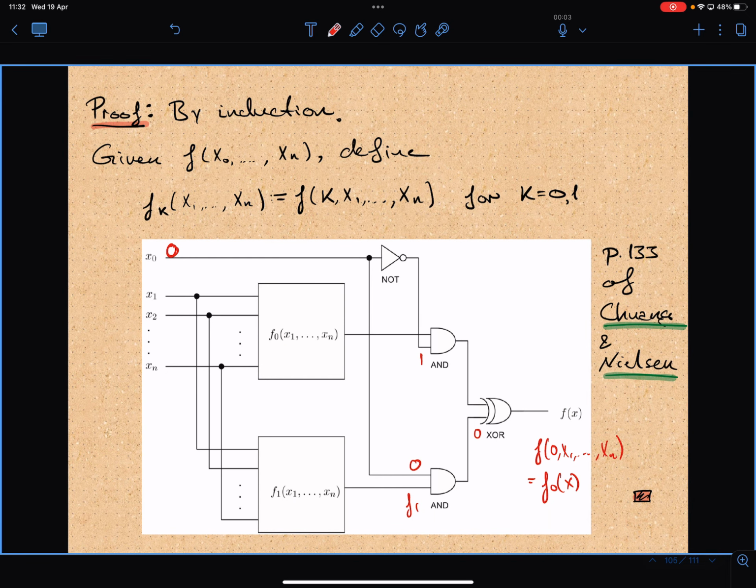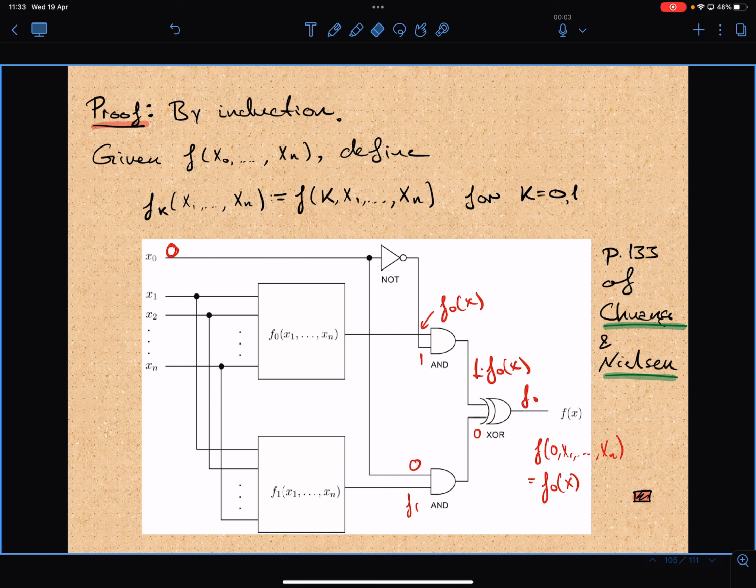And so we have 1, and then here we have f0 of x. And then with this operation, if this is 1 and this is f0, then the value is just going to be whatever value f0 is. It's going to be 1 times f0 of x. And then with the XOR operation, it's going to be 0 plus f0. So this is going to be f0. And we obtain that if the bit x0 is equal to 0, then the result is f0.